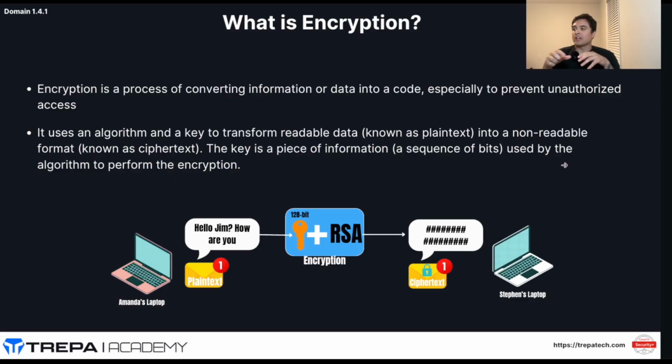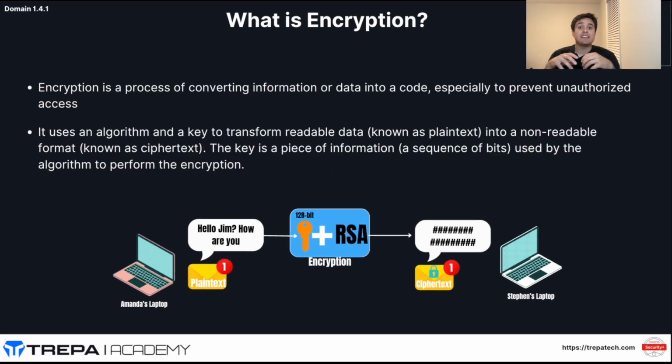So to finish off this slide, right, it uses an algorithm and a key to transform readable data, known as plain text, into non-readable format, known as ciphertext. The key is a piece of information or a sequence of bits used by the algorithm to perform the encryption.